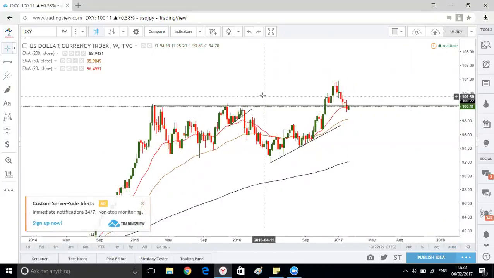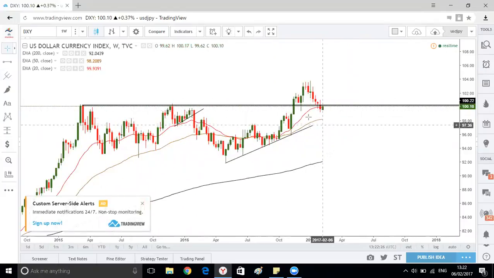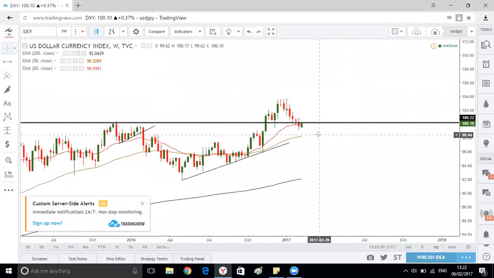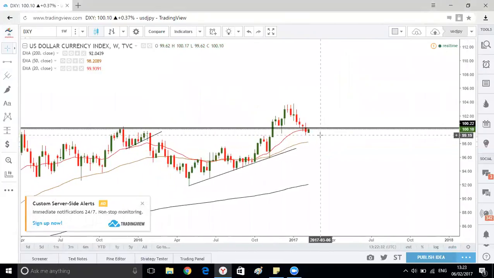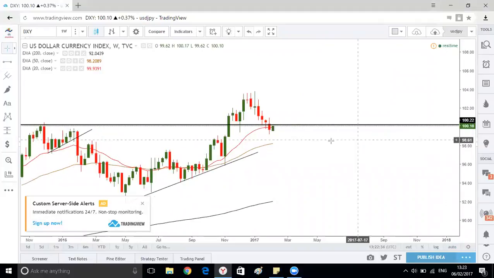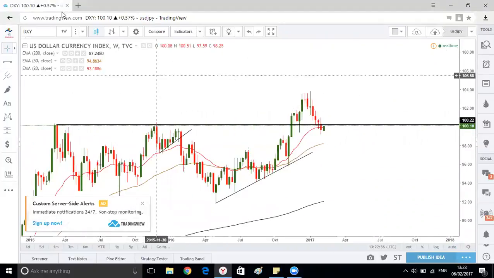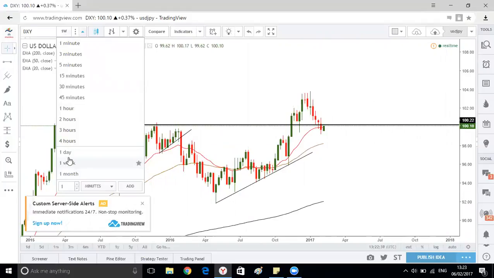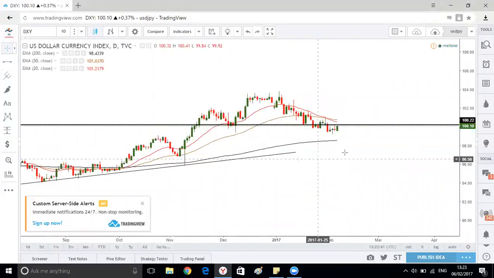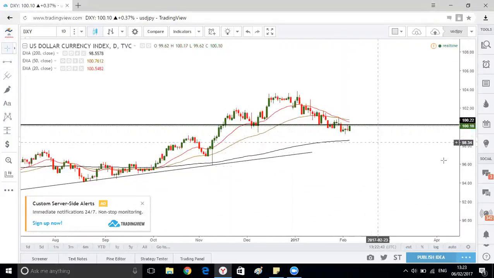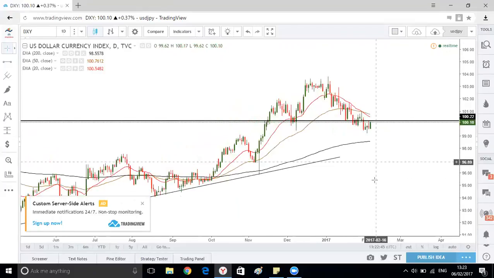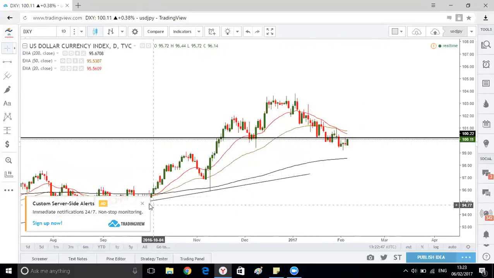Here, as you can see, this is the major support, and you can see this candle closed as a bearish candle. The weekly candle right now is looking bullish, but if we look at smaller time frames like the daily chart, we can see that could be the retest of this breakout.